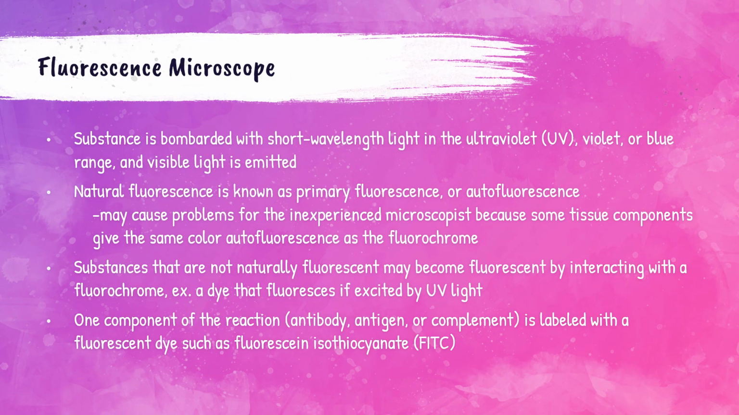In fluorescent microscopes, the specimen is bombarded with short wavelength light in the ultraviolet, violet, or blue range. Some compounds, like collagen fibers, as an example, just fluoresce naturally under the fluorescent microscope. This is called primary fluorescence. Those specimens that do not have that natural or primary fluorescence must interact with a fluorochrome, which is a dye that fluoresces if excited by UV light. Either an antibody, antigen, or complement is labeled with this fluorescent dye. One of these dyes is called fluorescein isothiocyanate, or FITC.